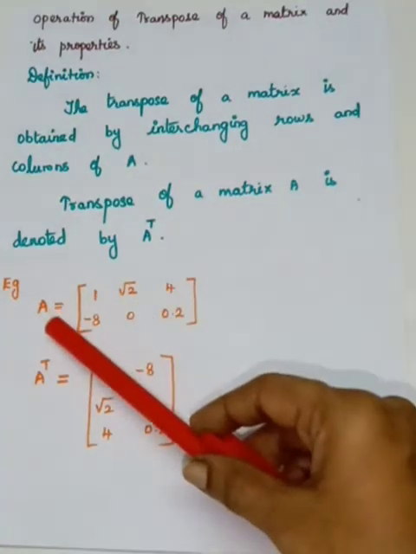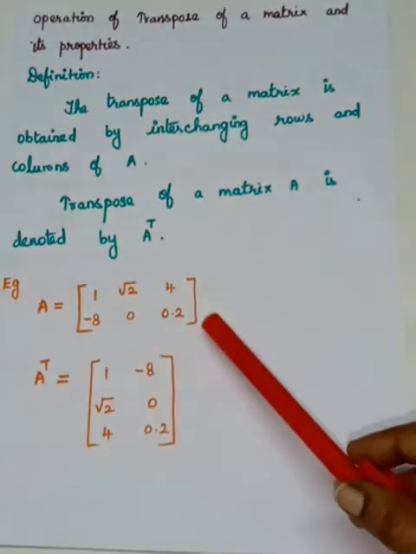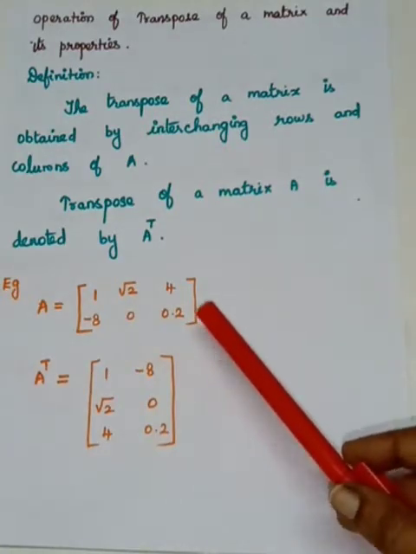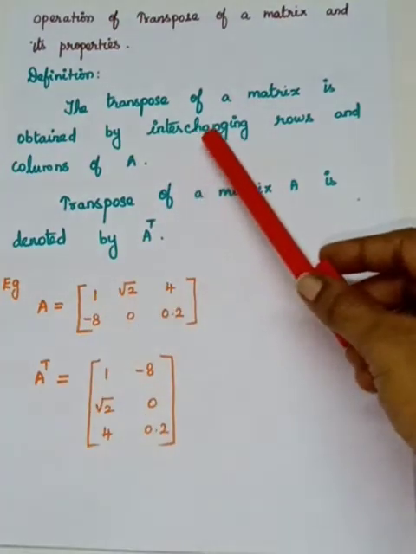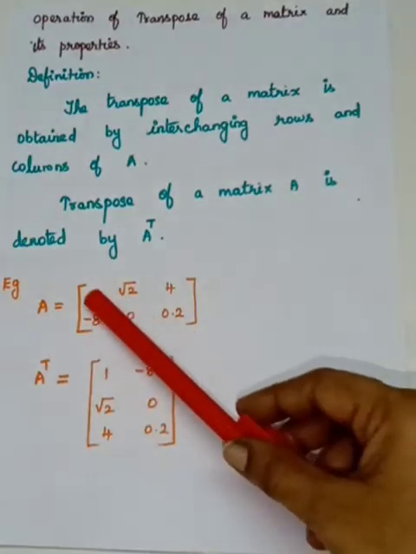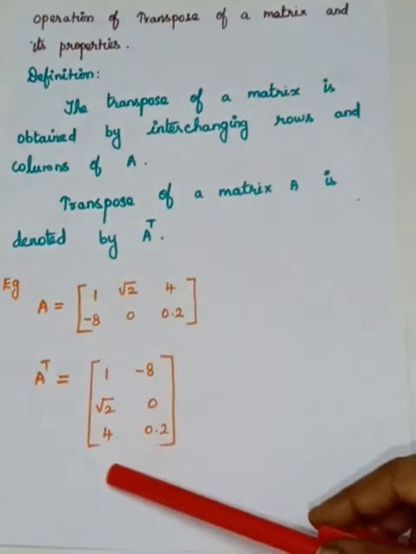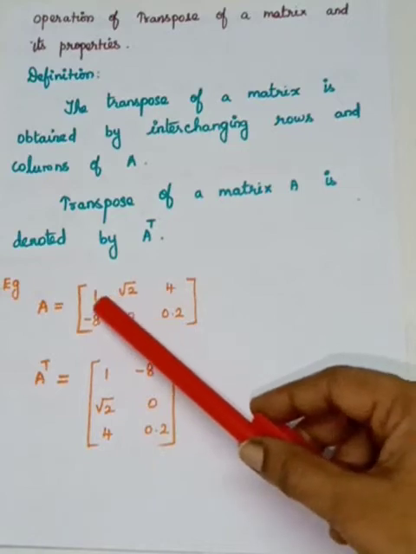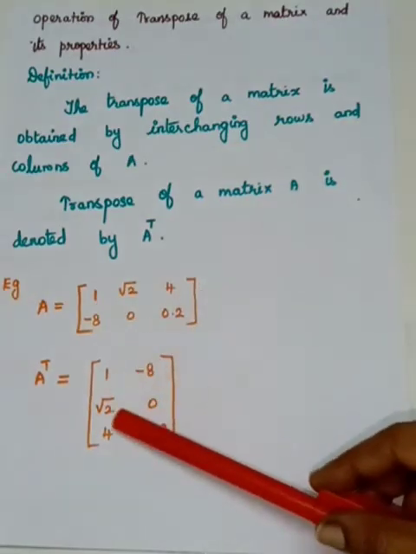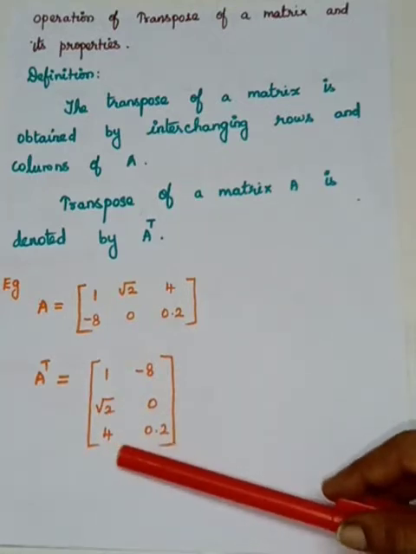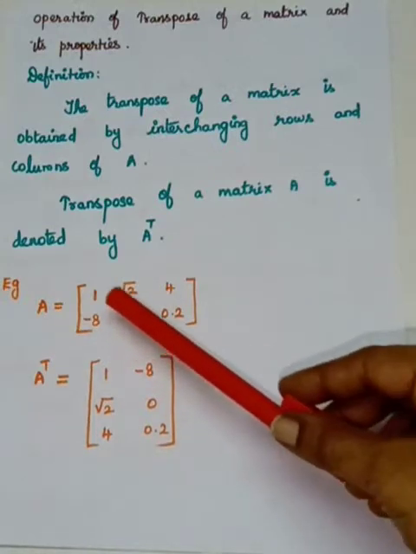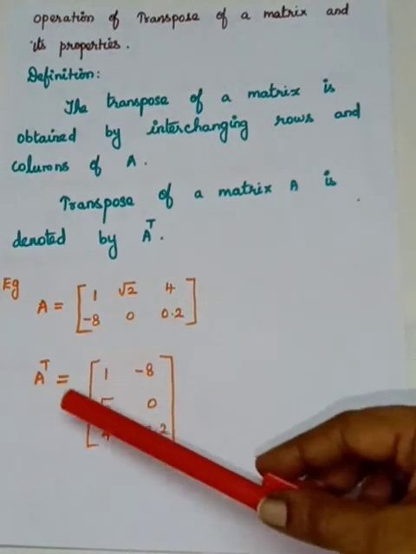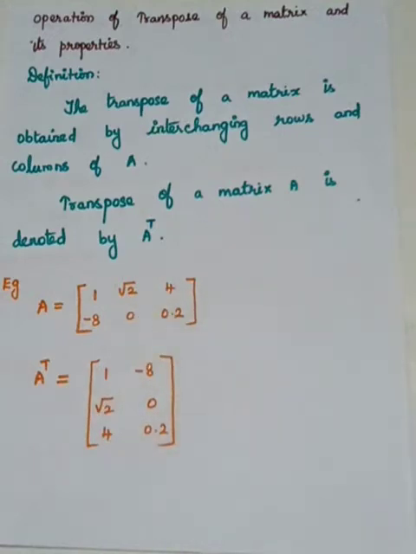You see the example, a matrix A whose order is 2 by 3, that is 2 rows and 3 columns. So what is A transpose? A transpose is nothing but interchanging rows and columns. So you take the first row and write it as a column. See that the first row elements of A is 1, root 2, 4. It has to be written as a column, 1, root 2, 4, as the first column. Take the second row and write it as the second column. So this is A transpose, which is nothing but interchanging rows and columns of the matrix A.